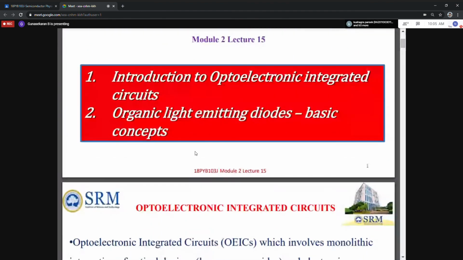The first 1 or 2 slides are on optoelectronic integrated circuits. That is one small topic. Then we will discuss in detail OLED, that is organic light emitting diodes. That is your main topic today, the organic light emitting diode.